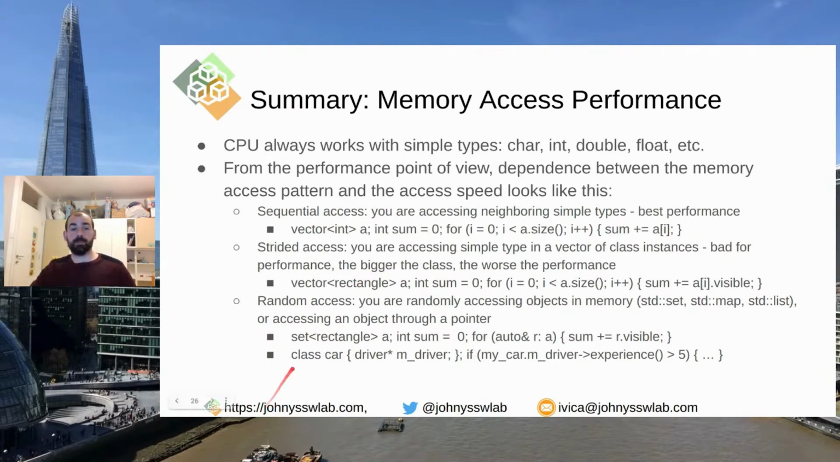The worst memory access is random access, when you're randomly accessing objects in memory. So you have a set, map, list, or you're accessing an object through a pointer. This is an example of iterating over a set. This is random access. Next, you have a class car that defines the driver as a pointer, and then you're accessing the driver class through a pointer. So basically, you have random memory access here. Unless you take precautions, you have random memory access, and just reading this field can take a lot of time, even though it looks innocent, it's not.